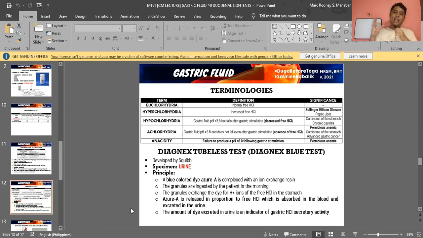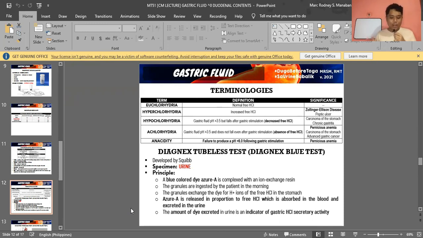So again, remember, you ingest Azure A that contains an ion exchange resin. Upon reaching the stomach, the ions bound to your Azure are released in conjunction with the concentration of H+ ions. So if there are more H+ ions in your gastric fluid, more Azure A is released, and more Azure A is found in your urine. Therefore, the amount of dye excreted in urine is an indicator of gastric HCl secretory activity.